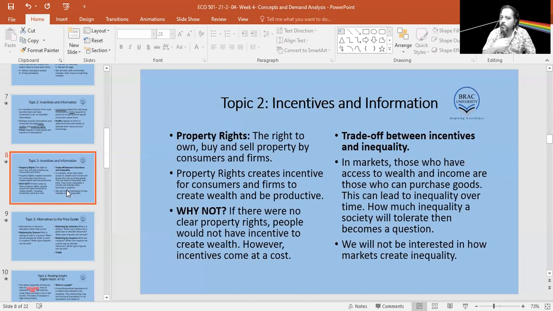The total product, my personal productivity, would have increased. If others like myself also think like that, then the total productivity of the market will also increase. So property rights create incentives for both consumers and firms to create wealth and be productive. So if there were no clear property rights, people would have no incentive to create wealth. Now, wealth creation comes at a cost.